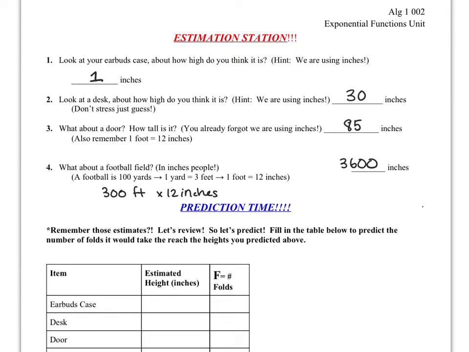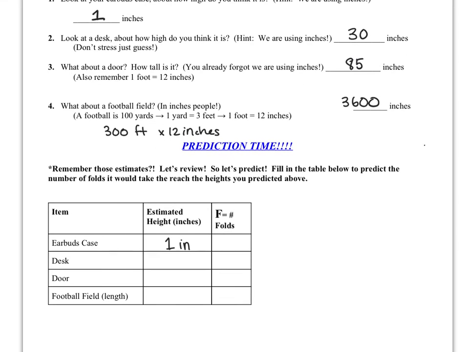So we estimated an earbuds case to be about 1 inch tall. Now remember, according to our previous table, that after 2 folds, which was 4 layers, our paper was at a height of 0.016 inches. A desk we're estimating to be around 30 inches tall. Again, yours might be a little bit different. A door, I measured 85 inches, or estimated. And a football field, this would be 3,600 inches.